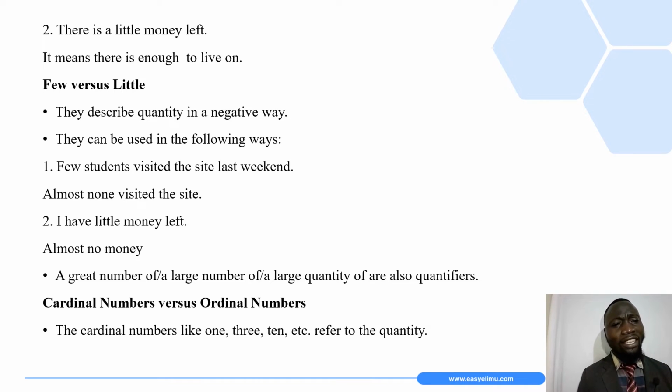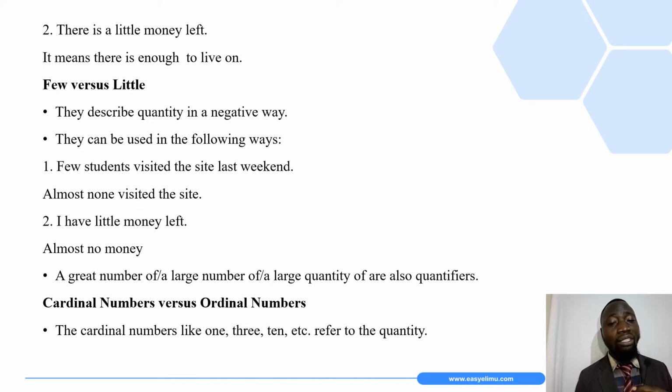Let us look at the next one. Let us do a comparison between the quantifiers few and little. The only difference between the two pairs is that in the first pair there is the determiner, or the article, sorry, a. Looking at the second pair, there is omission of the article. So few versus little, this pair describes quantity in a negative way.